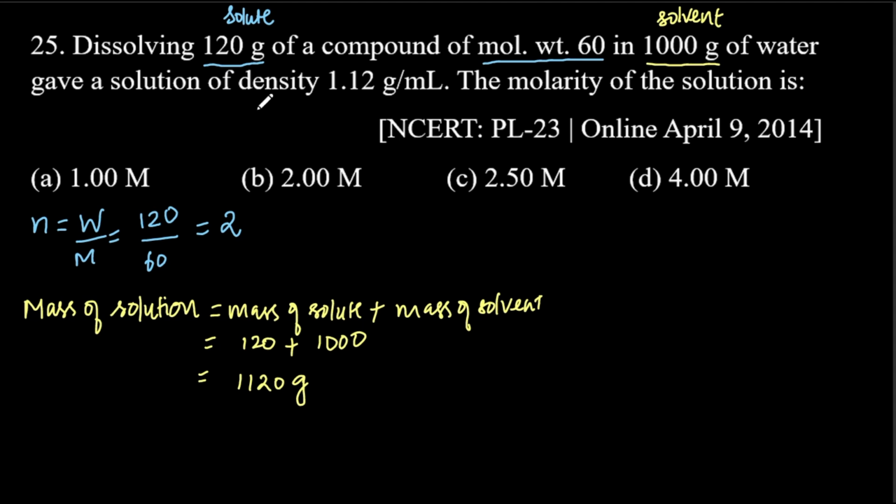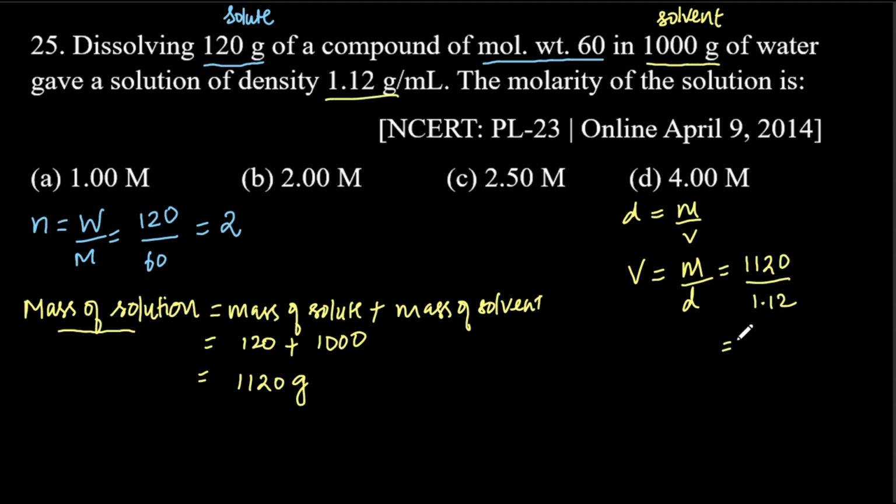So next, density is given. Density is equal to mass by volume. We know the density of the solution, and the mass of the solution we have also calculated. Now we are going to find the volume of the solution. Volume is equal to mass by density. So the mass of the solution we have calculated, 1120, divided by the density of the solution, given as 1.12 gram per milliliter. When you solve this, you will get the answer 1000 ml, because the density is given per ml. We know that 1000 ml is 1 liter.